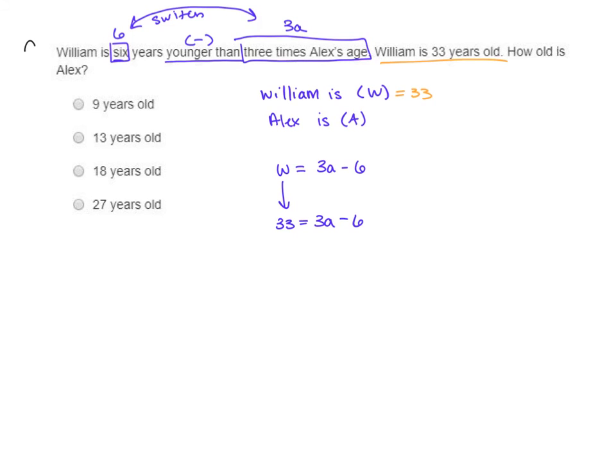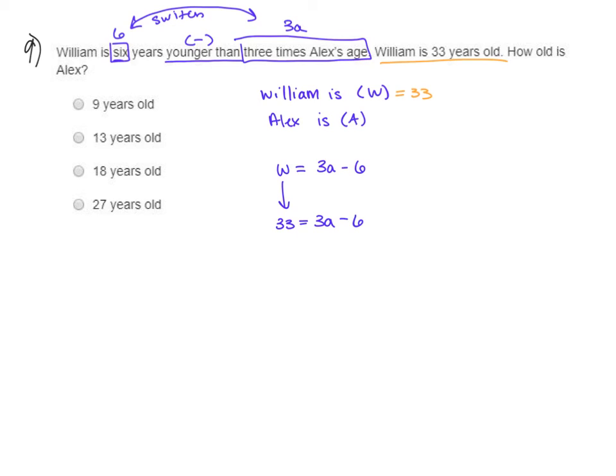All right, for number 9, please go ahead and actually write down the problem. William is 6 years younger than 3 times Alex's age. William is 33 years old. How old is Alex? After you copy down the problem, write down everything that you see in purple, okay? And then I'll help you do the problem after you press play to resume.